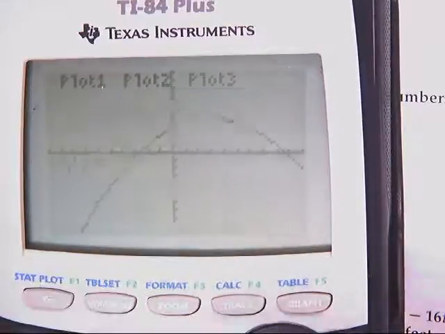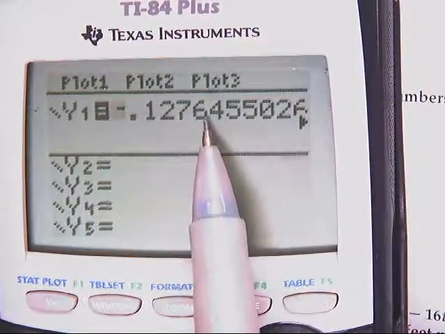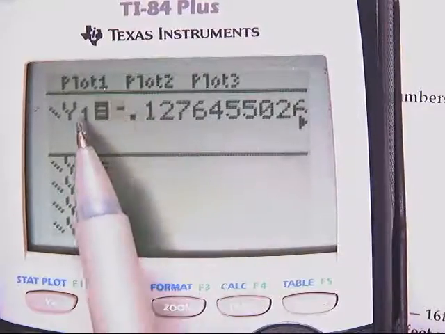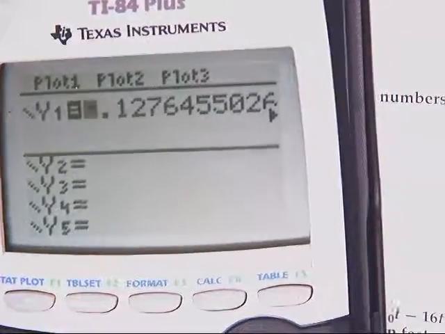So there we found the equation. We had the calculator find it, throw it in Y1, then we put Y1 in the equation solver. So we're pretty astute right there, and we'll be back.